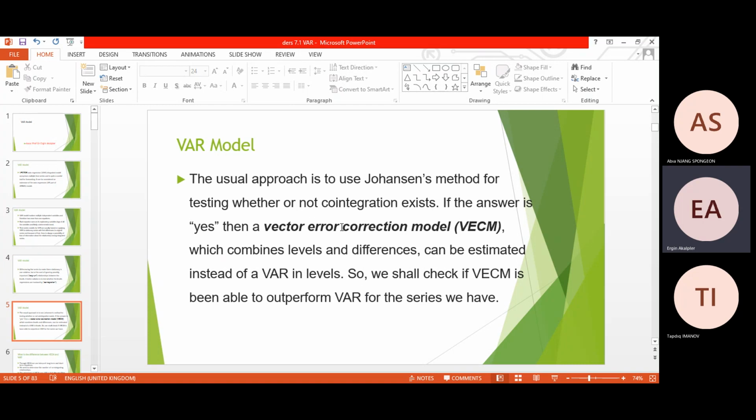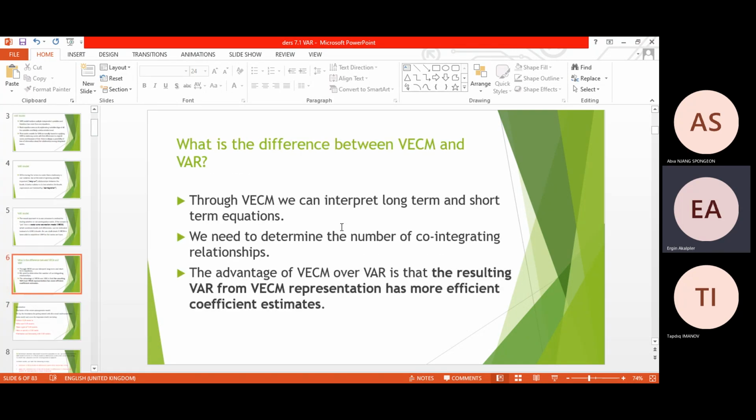The usual approach is to use Johansen's method for testing whether or not co-integration exists. If the answer is yes, then the vector error correction model is employed, which combines levels and differences, and can be estimated instead of a VAR in levels. So we shall check if VECM, or vector error correction model, is able to outperform VAR for the series we have.